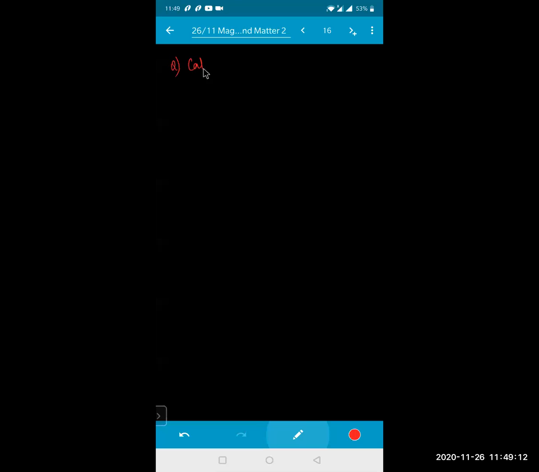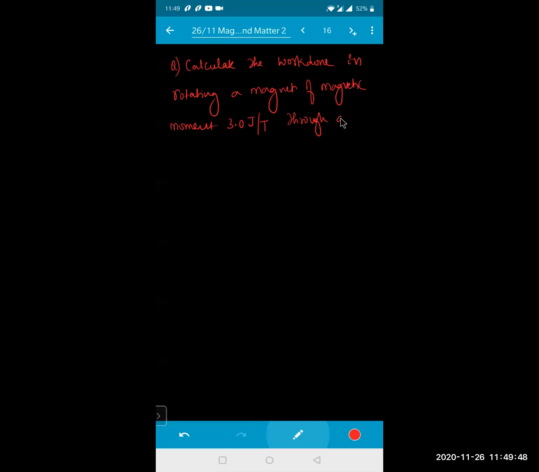Chalo, let us try to do one problem, beta. Calculate the work done in rotating a magnet of magnetic moment 3.0 joule per Tesla through an angle theta equal to 60 degrees from its position along a magnetic field of strength 0.34 into 10 to the power of minus 4 Tesla.